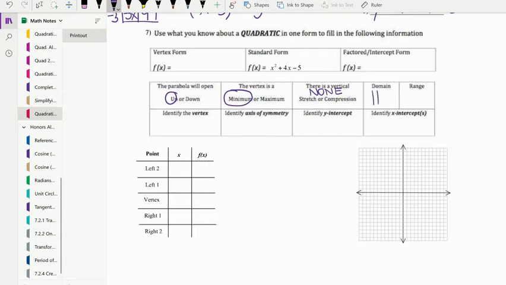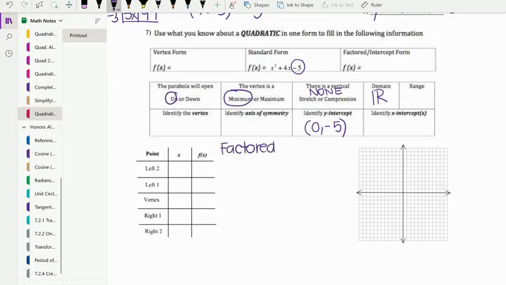The domain of parabolas is always all real numbers. The range we don't know yet. Vertex we don't know yet. Axis of symmetry we don't know yet. We do know the y-intercept. It's that c value, so it's 0, negative 5. And then we do not know the x-intercepts. So what I'm going to do is go ahead and put this in factored form first.